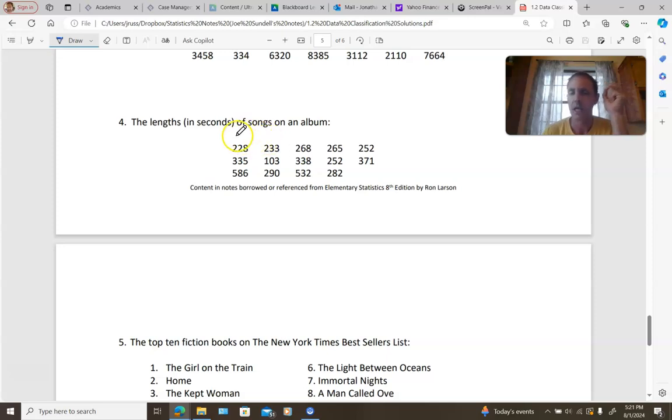And lastly, there's an inherent zero in this data. Because if you had a song that was 0 seconds long, that means it has no duration. It's not even a song. So this is at the most complex level of measurement, which is ratio.